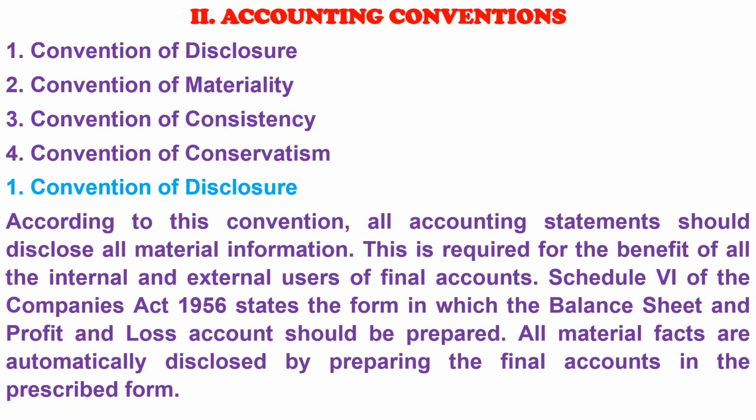Accounting conventions. 1. Convention of disclosure. 2. Convention of materiality. 3. Convention of consistency. 4. Convention of conservatism. 1. Convention of disclosure. According to this convention, all accounting statements should disclose all material information. This is required for the benefit of all the internal and external users of final accounts. Schedule 6 of the Companies Act 1956 states the form in which the balance sheet and profit and loss account should be prepared. All material facts are automatically disclosed by preparing the final accounts in the prescribed form.